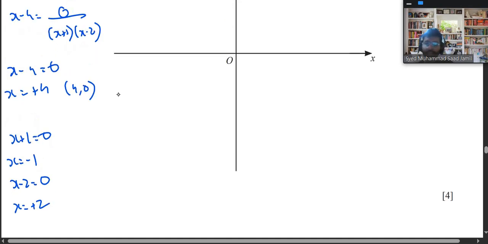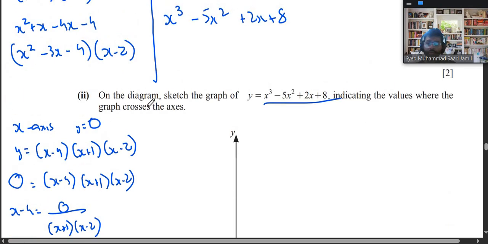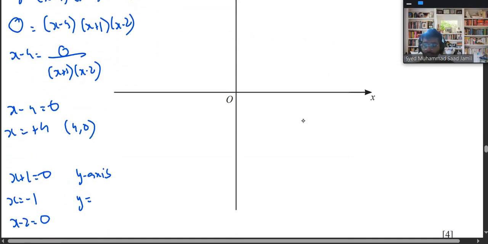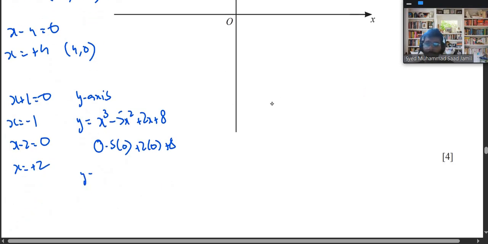Now on the y-axis, x is equals to 0, which means y is equals to, use this equation now, y is equals to x cube minus 5x square plus 2x plus 8. So instead of x write 0, minus 5 multiplied by 0 plus 2 multiplied by 0 plus 8. So y is equals to 8 only, alright.